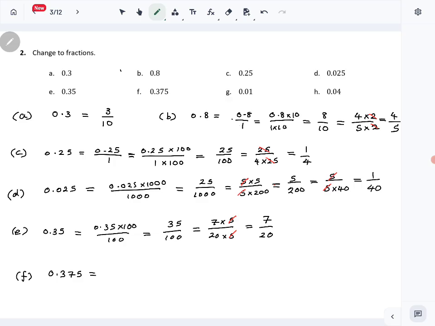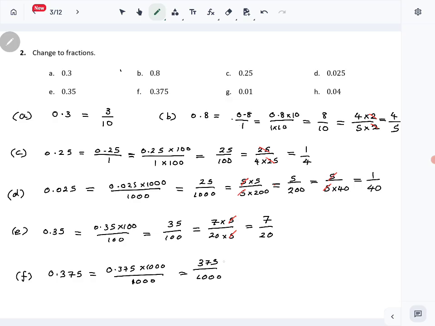0.375. So we have how many decimal places? 3. 1, 2, 3. So 1000. We multiply by 1000 then. 0.375 times 1000 over 1000. Right. So you get what? 375 over 1000.